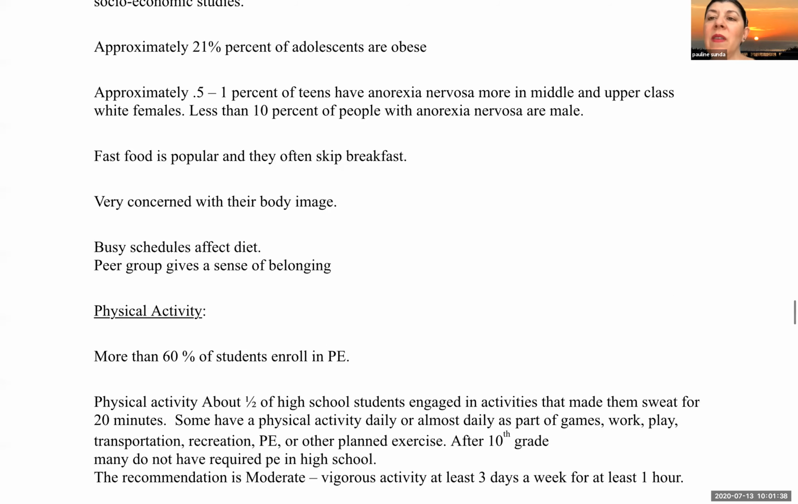Fast food tends to be very popular in teens. They often skip breakfast, very concerned with their body image. Often being very busy can affect what they eat. And then please remember, their friends, their peer group gives them a sense of belonging.